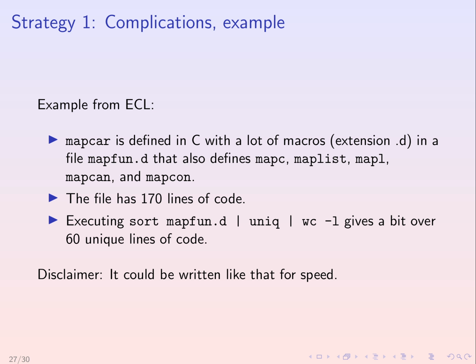And I did the following. I executed sort mapfun.d pipe uniq pipe wc -l to figure out how many unique lines of code there were. And there were 60 unique lines of code. So two thirds of the lines of code in this file were duplicates. So not only do we have C code, which is contrary to our goal of having as much Common Lisp code as possible, the C code has lots of duplication. Now, I don't know for a fact that it was written this way in order to break this circular dependency between modules. It could be written like that for speed.